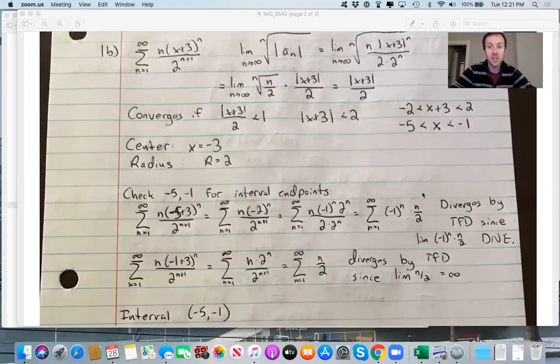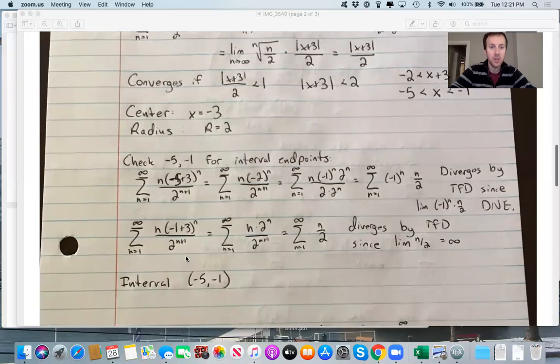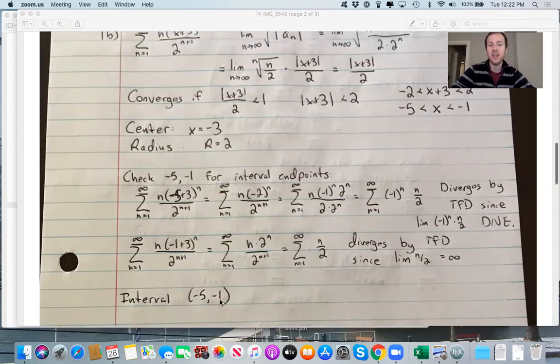And a similar thing happens if you put in -1. There you just get 2 raised to the n. Some factors of 2 cancel, and your series becomes n over 2. And this sequence goes to infinity, so the series diverges by the test for divergence. So this means that if you actually try -5 and -1, the series diverges. So we include everything in between, but not the endpoints. And that's where this interval of convergence comes from.